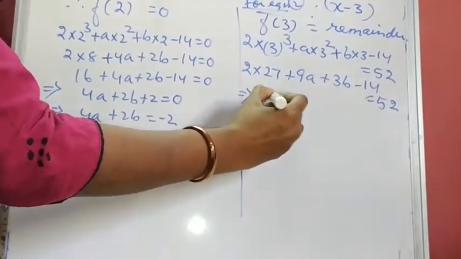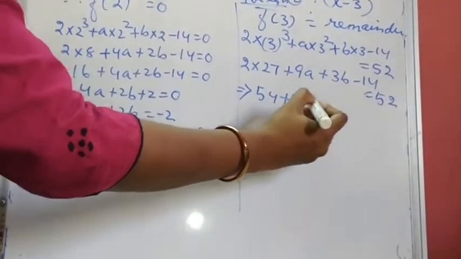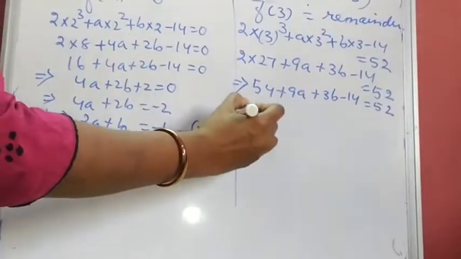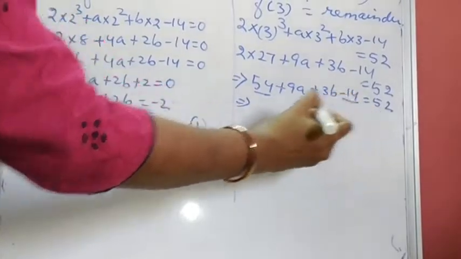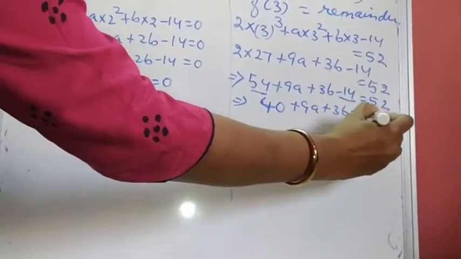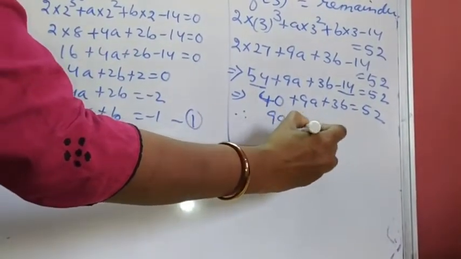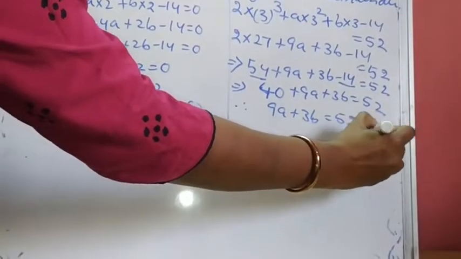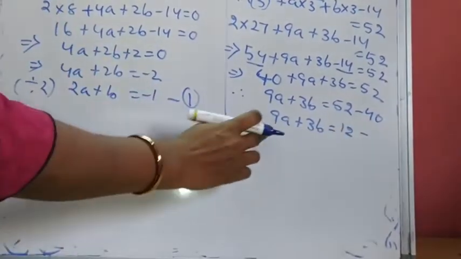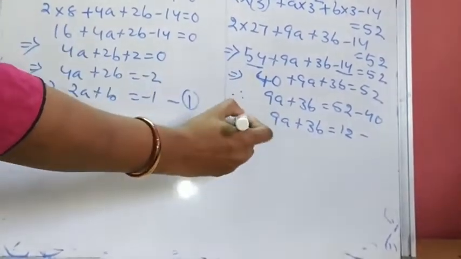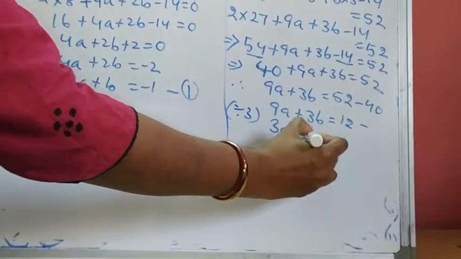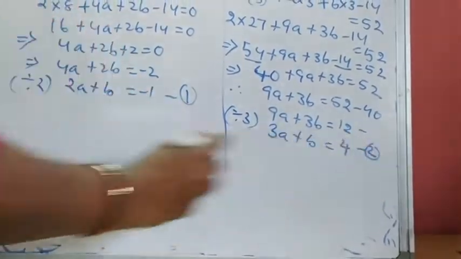This gives us 54 plus 9a plus 3b minus 14 is equal to 52. Let us simplify this. 54 minus 14 gives 40, plus 9a plus 3b is equal to 52. Therefore, 9a plus 3b is equal to 52 minus 40, so 9a plus 3b is equal to 12. Here we are finding the common factor, which is 3. Dividing by 3, we get 3a plus b is equal to 4. This is our second equation.